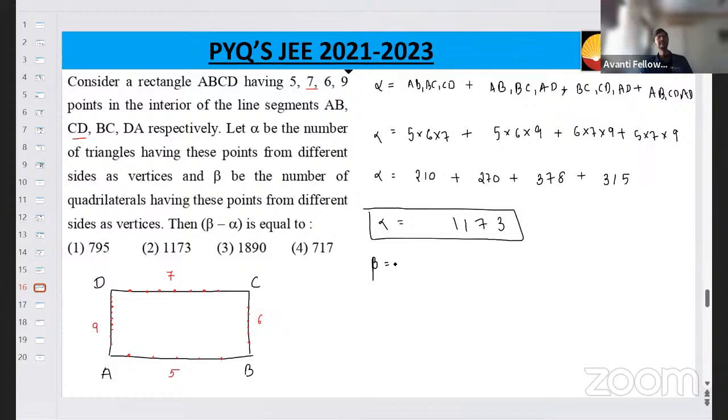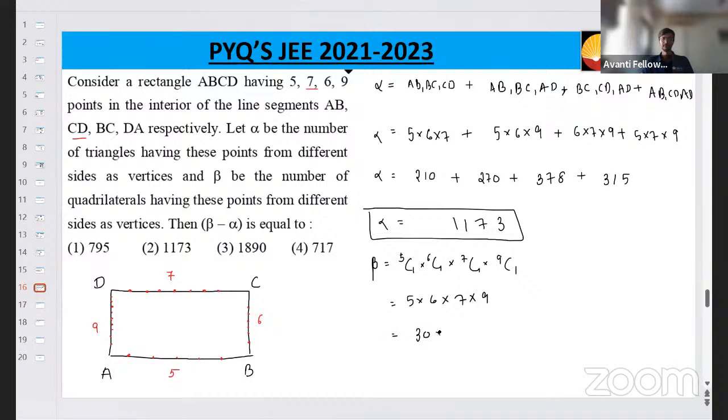Beta. Beta में, see, we will have only one possibility because in beta we want quadrilateral. Quadrilateral बनाने के लिए we need 4 points, so we'll select one point from each side. So either you can write 5C1, 6C1, 7C1, 9C1. This is basically 5, 6, 7, 9.